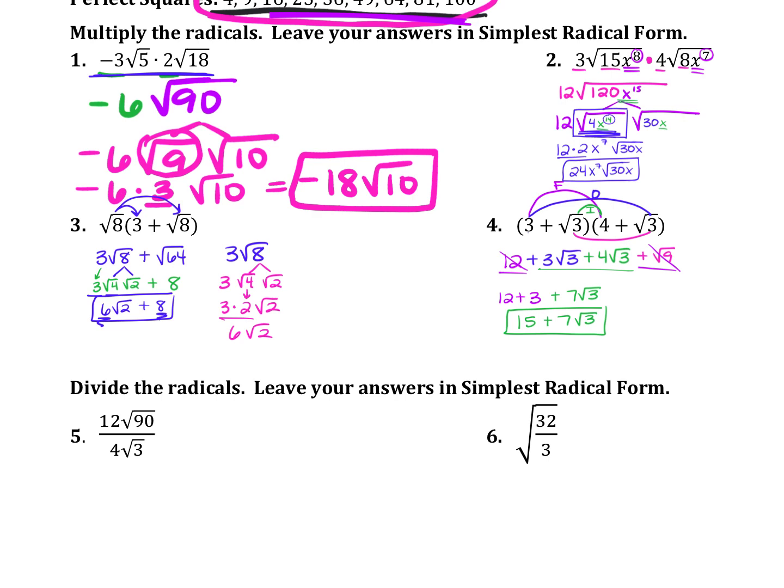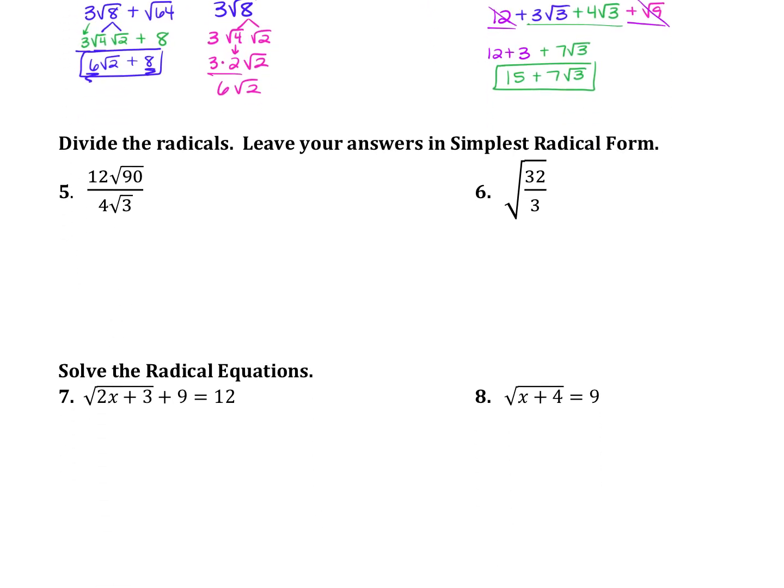All right. Number 5 says divide the radicals. Leave your answer in simplest radical form. What's your best move here? There's lots of moves you could do here. There is for sure a best move.